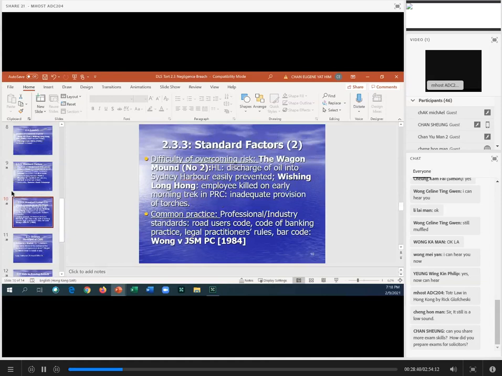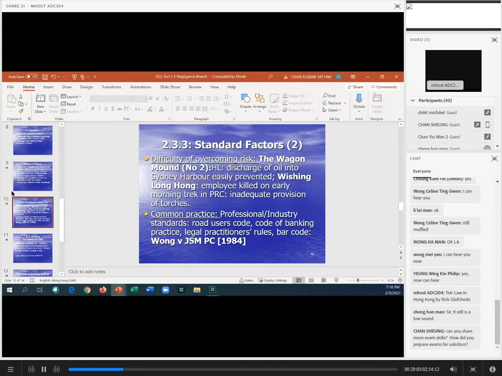Also, with regard to other factors, the difficulty of overcoming the risk: in the Wagon Mound on page 57, discharge of oil into Sydney Harbour could have been easily prevented. Of course, Wishing Long Hong yet again. Okay, inadequate provision of torch is obviously very easy to overcome the risk in that one. And then the common practice, which we've already looked at with regard to solicitors.